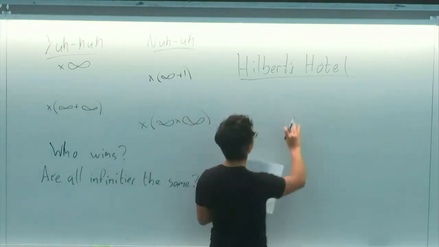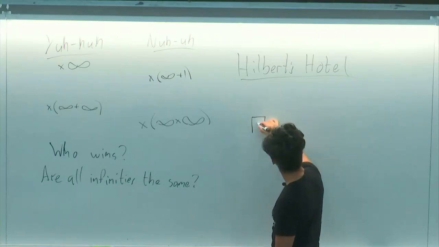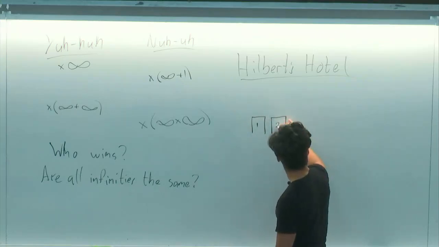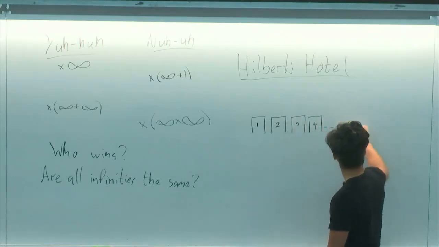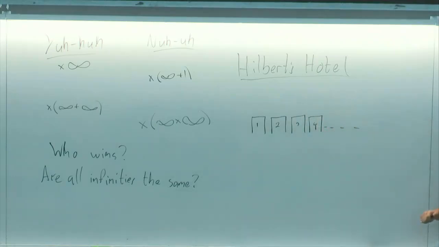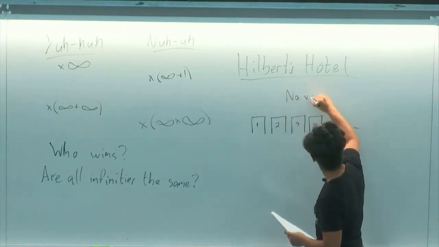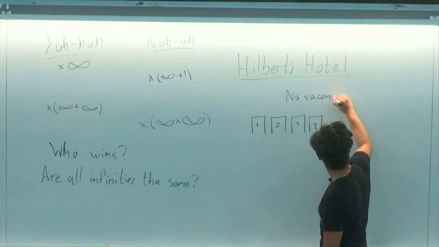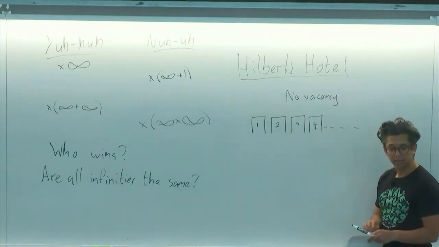OK, so Hilbert's Hotel is, let's say you have a hotel. Hilbert has this hotel with an infinite amount of rooms. There's room 1, room 2, room 3, room 4, and so on. It goes on infinitely. So infinite, but also there's no vacancy. Every single room is filled up. It's a really popular hotel. Every single room has a person inside of it.